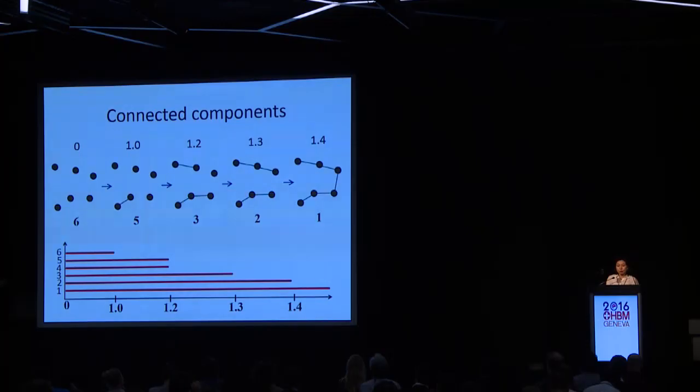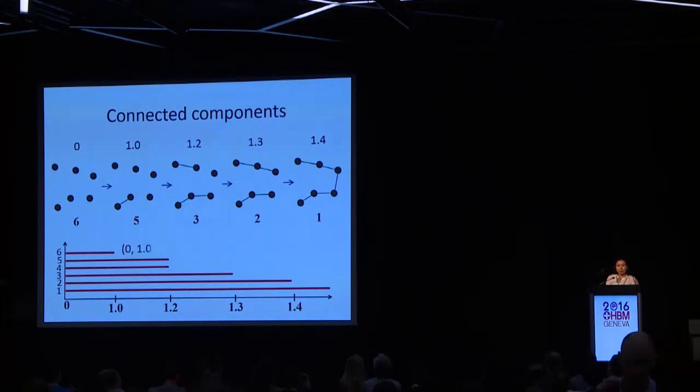So if you want to know the number of connected components at the threshold 1, you can count the number of bars at the threshold 1. So you can count 5. So the number of connected components is 5. At the threshold 1.2, there are 3 bars. So the number of connected components is 3. At the threshold 1.3, there are 2 bars. So there are 2 connected components.